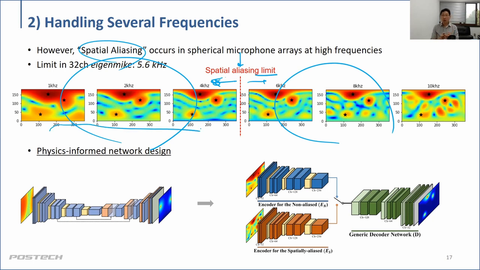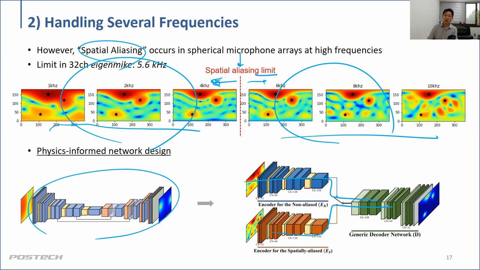That means here, even though some of the frequency ranges are different, the physics are pretty much the same. There are no aliasing behaviors. Over there, it's above the aliasing limit, the frequency range is different, and we know that this aliasing occurs. So starting from this, we found that there are at least two networks. One is generating, from the beamforming maps, how can we compress the information, encode it. Here the top one takes into account non-aliasing behaviors, and the bottom one takes into account aliasing behaviors. These are the kind of structures.